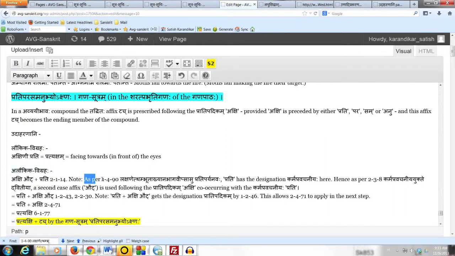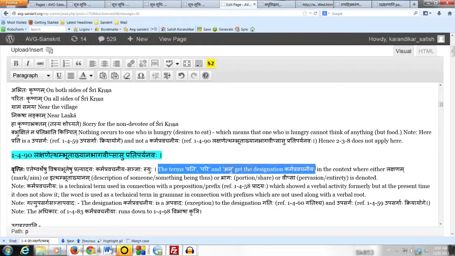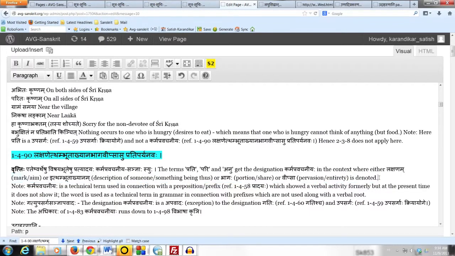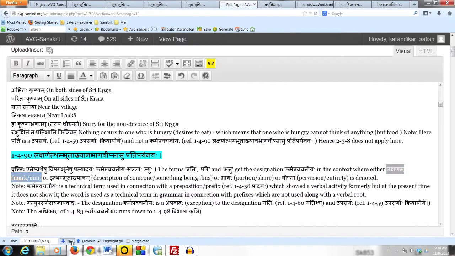The note here says that as per 1-4-90, Lakshanetthambhutakhyanabhagavipsasu Pratiparyanavaha, the Avyayam Prati has the designation Karma Pravachaniyaha. Here we have Sutram 1-4-90. It says that the terms Prati, Pari and Anu get the designation Karma Pravachaniyaha in the context where either Lakshanam, mark or aim, or Itthambhuta Akhyanam or Bhagaha or Vipsa is denoted. Right now, the context is that of Lakshanam. So therefore, Prati gets the Sanjna Karma Pravachaniyaha.